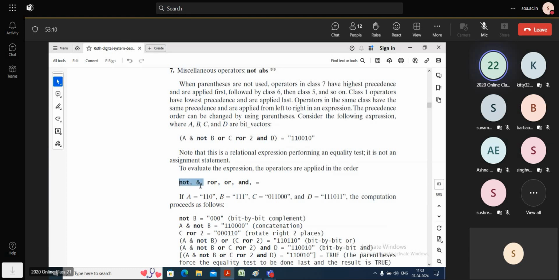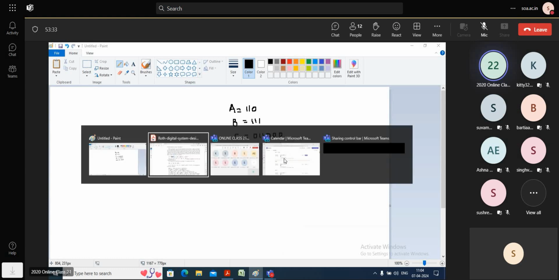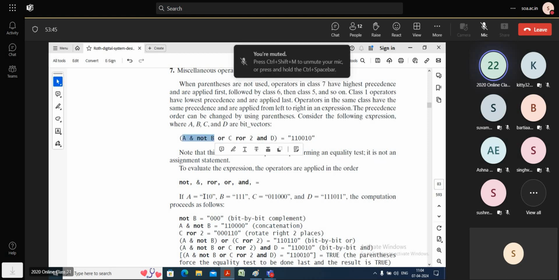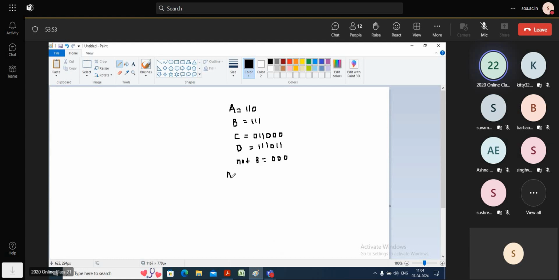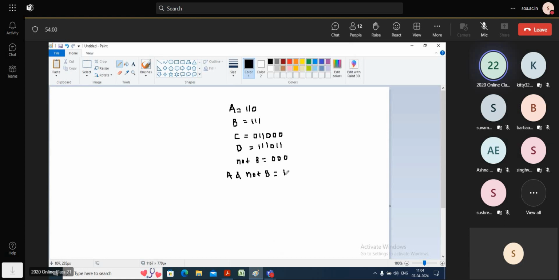You can see that we saw that NOT has the highest precedence, which will be performed first. So first NOT B will be performed. The value of B is 111. So NOT B, as you know, will invert the bits. That means this 111 will become 000. So NOT B will be equal to 000. Then you have to perform this concatenation. So A concatenation NOT B. The value of A is 110. Then NOT B is 000.